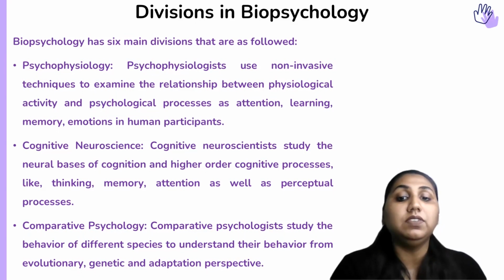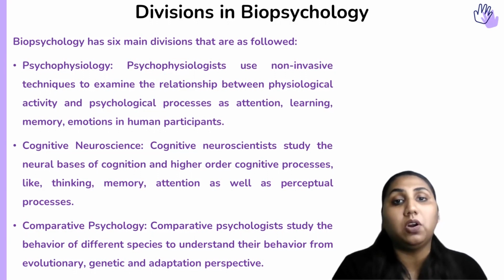Okay. Next, we have cognitive neuroscience. So when I talk about cognitive neuroscience, this is a field which is primarily focused on the neural basis of cognition and higher order cognitive processes. So this includes understanding concepts such as thinking, memory, attention, and other perceptual processes to understand how these actions are taking place. Okay. We often use fMRI to understand the brain activity and further form our conclusions about the functioning of the human brain.